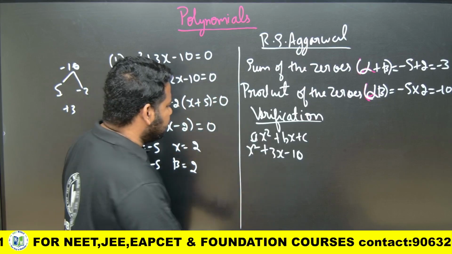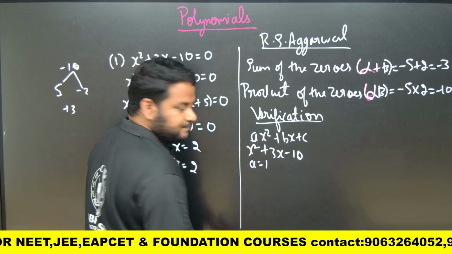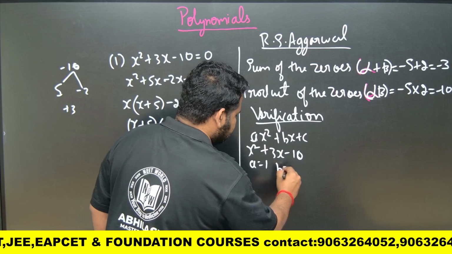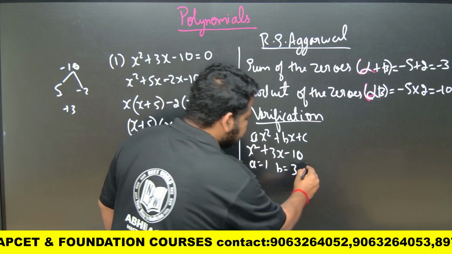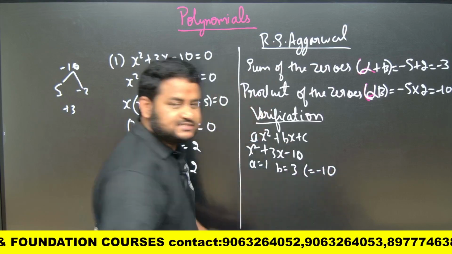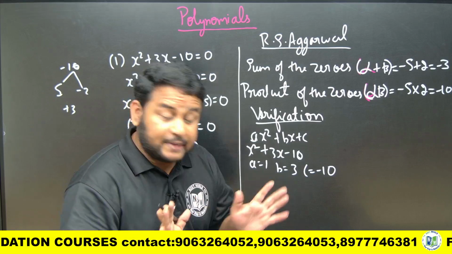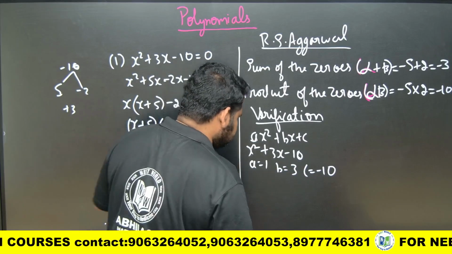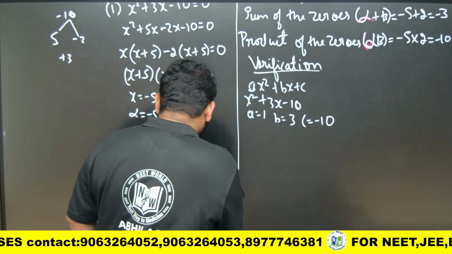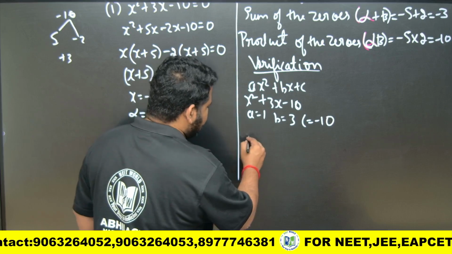Now a value is equal to 1, b value is equal to 3, as you can compare, and c value is equal to minus 10. Now using the formula method, what do I have to do? Sum of the zeros.